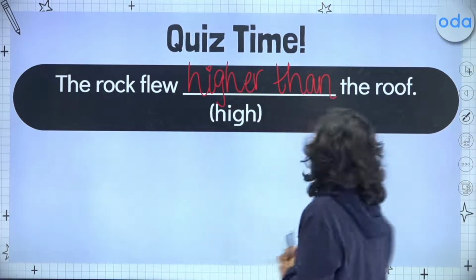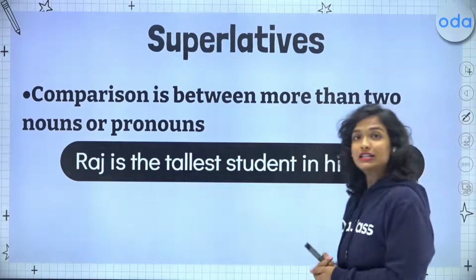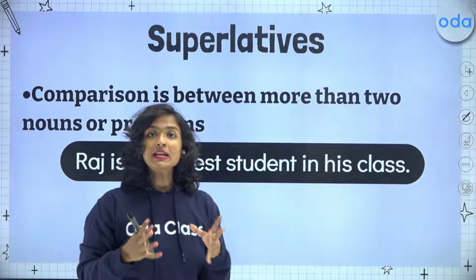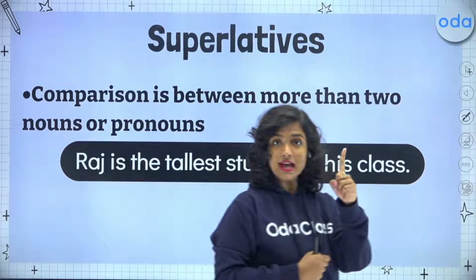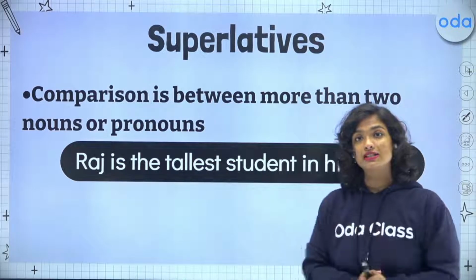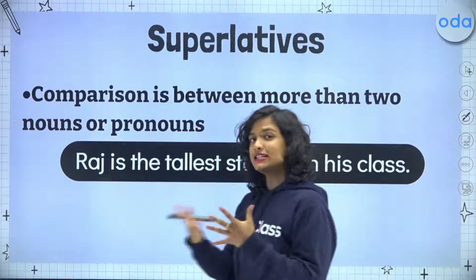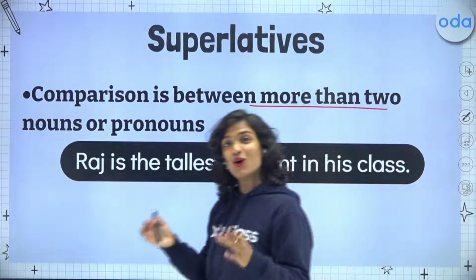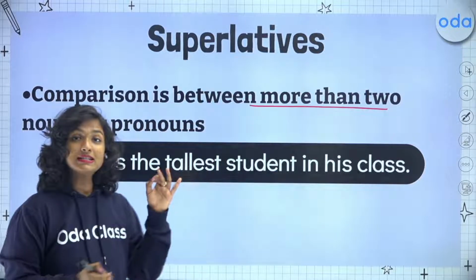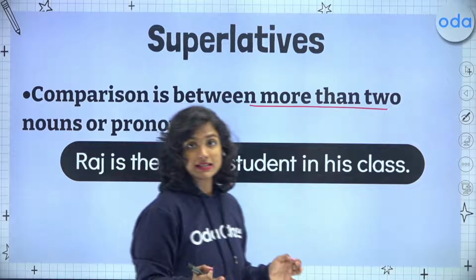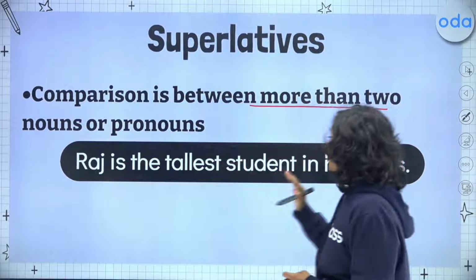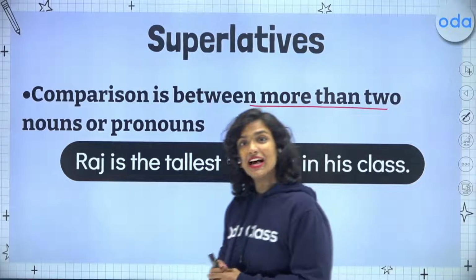So now let's move on to talking about superlatives. In superlatives, the comparison is being made between one noun and a lot of other nouns, or in essence, between more than two nouns or pronouns. So it is a one to many comparison. And let's take an example here. Raj is the tallest student in his class.